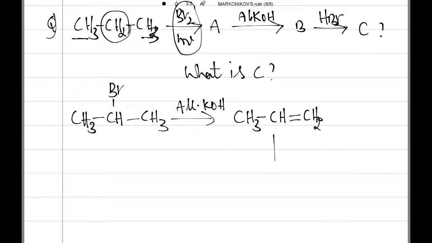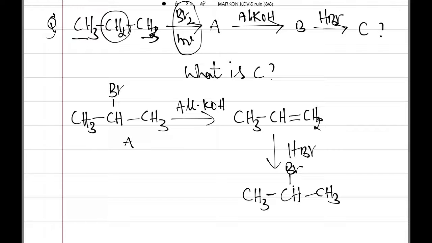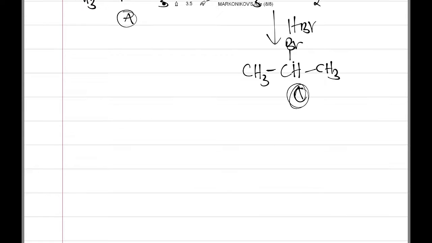After that, HBr addition takes place, and again we get the same product as A, CH3 CHBr CH3 formation taking place. So this is our product of the reaction. So here A and C products are both the same. Okay, right. Next one more question I am giving.